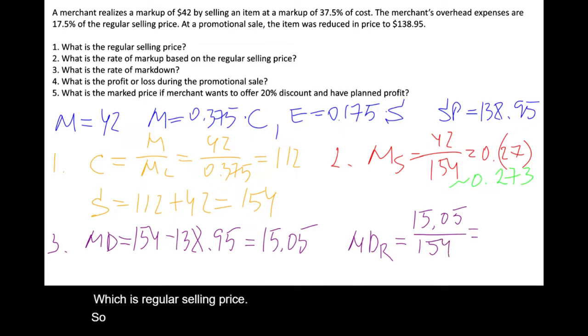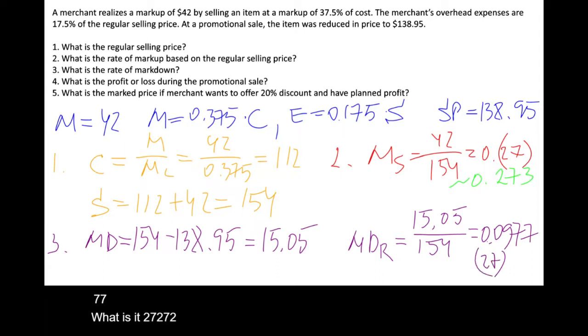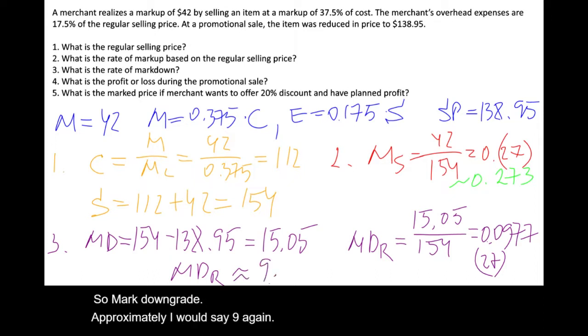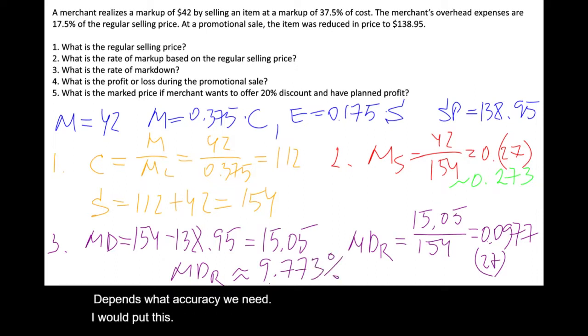So 15.05 over 154 is 0.0977. What is it? 0.0977 approximately. So markdown rate approximately, I would say 9.8%. Again, it depends what accuracy we need. I would put this. Okay, till that point, any questions, guys?